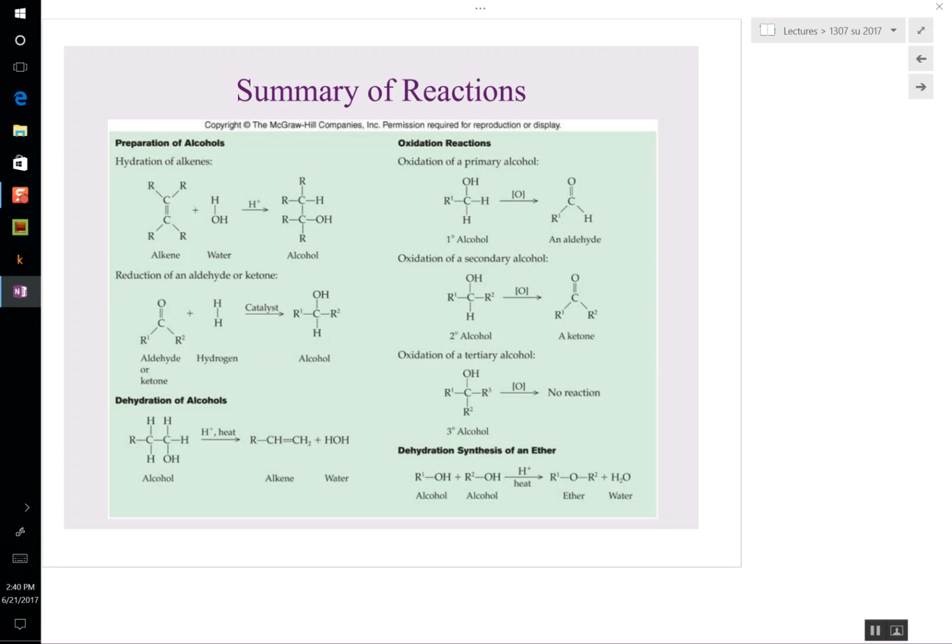Now here's the dehydration synthesis of an ether. Alcohol plus an alcohol forms an ether plus water. And then there's your three oxidations. Primary to an aldehyde, secondary to a ketone, tertiary, no reaction. So that's a pretty good reaction summary.